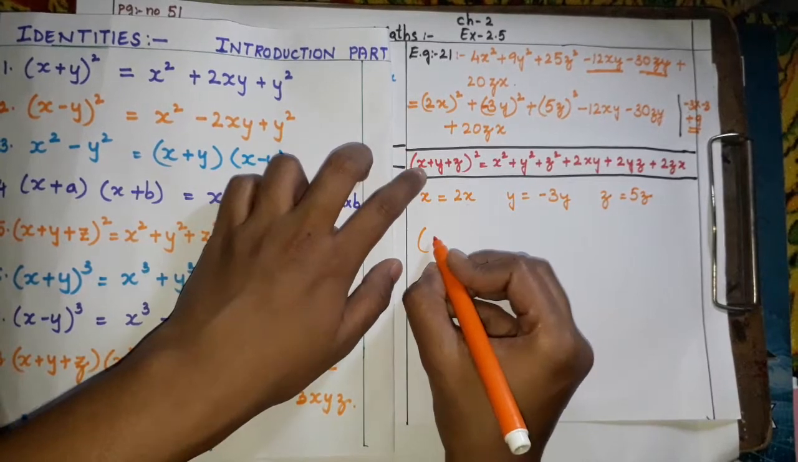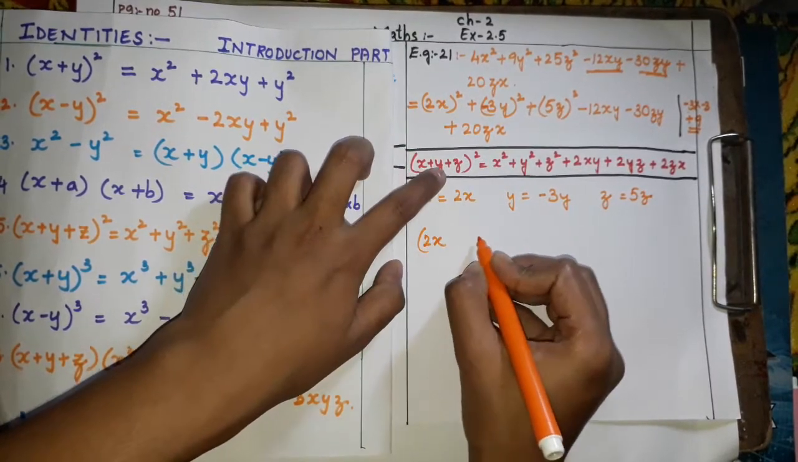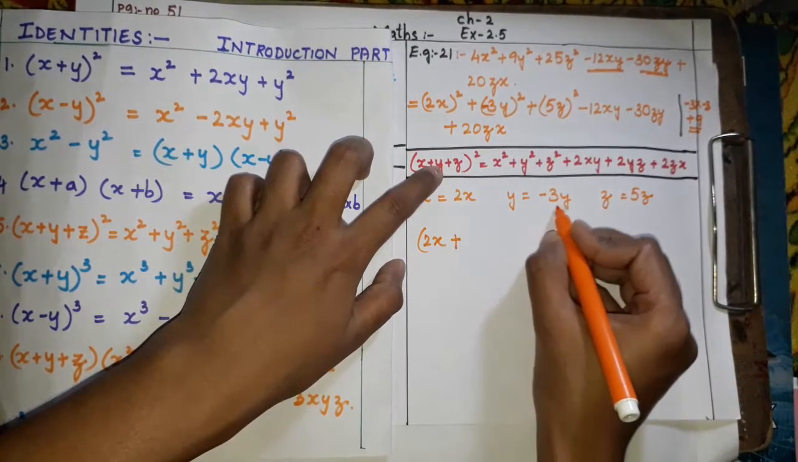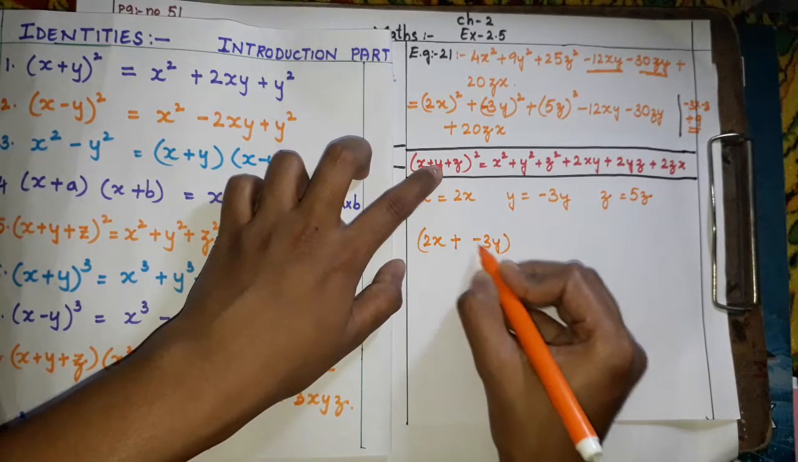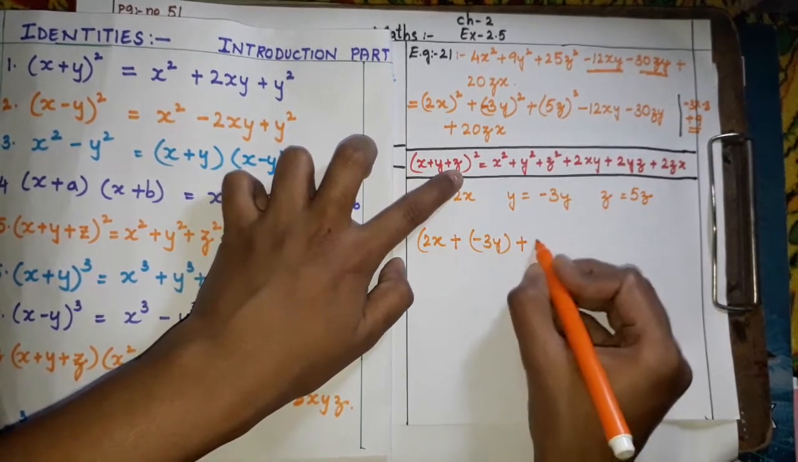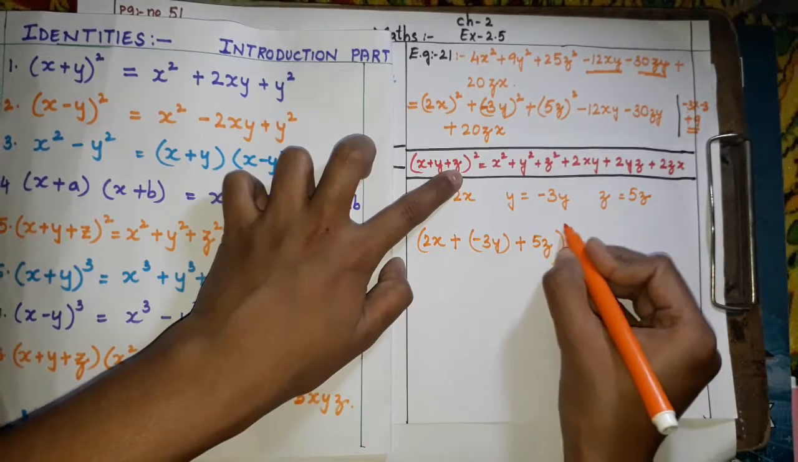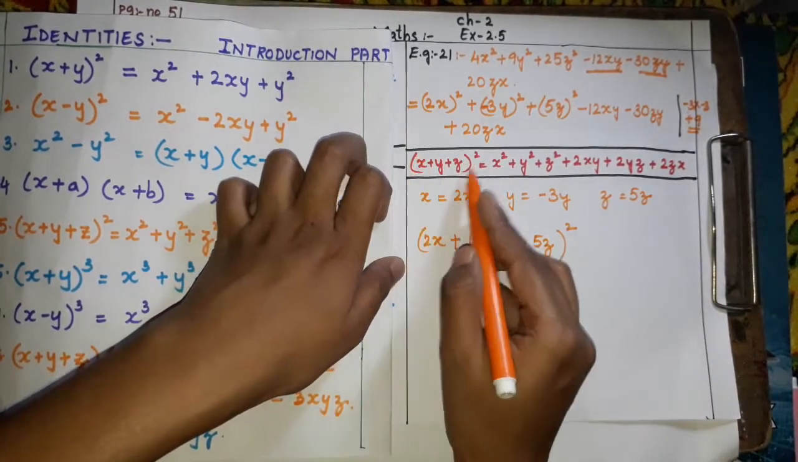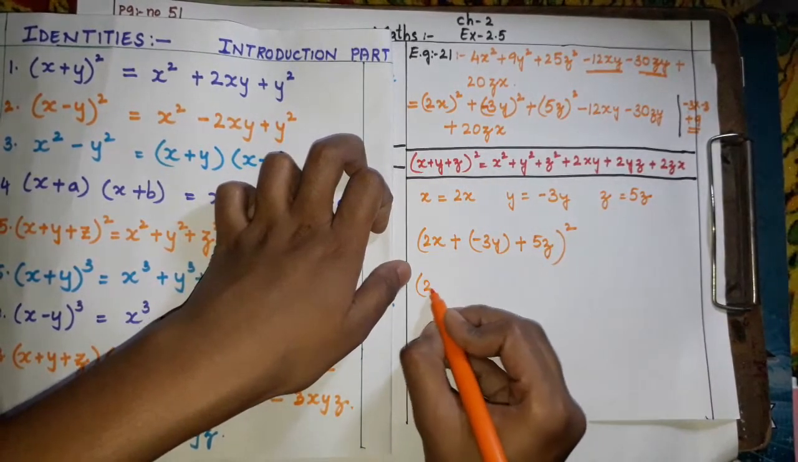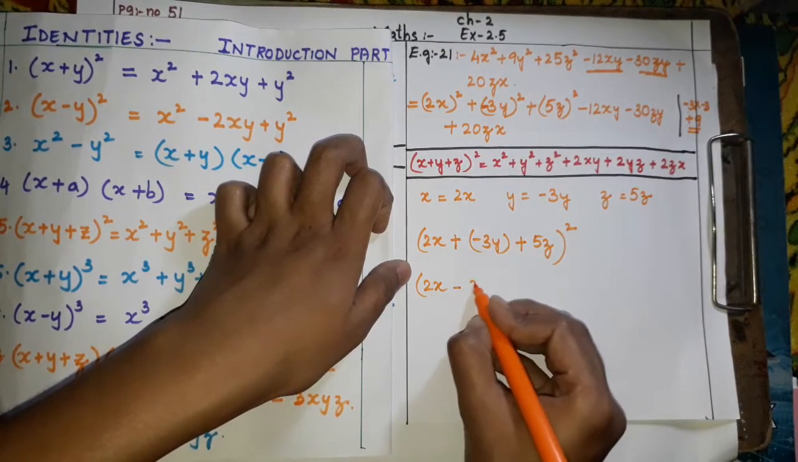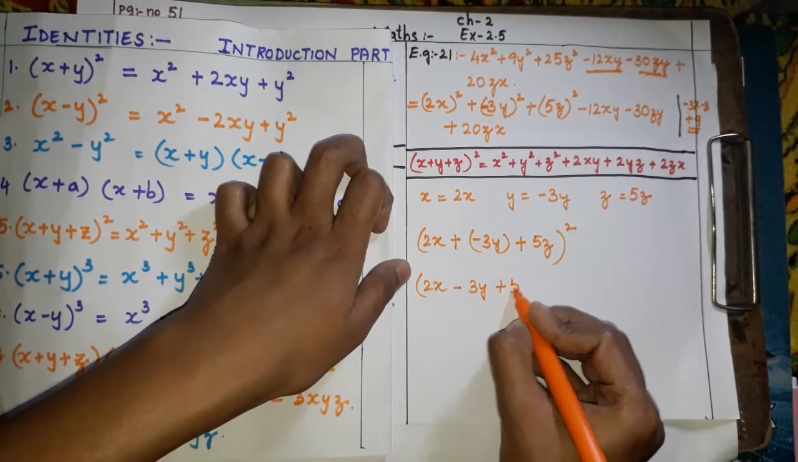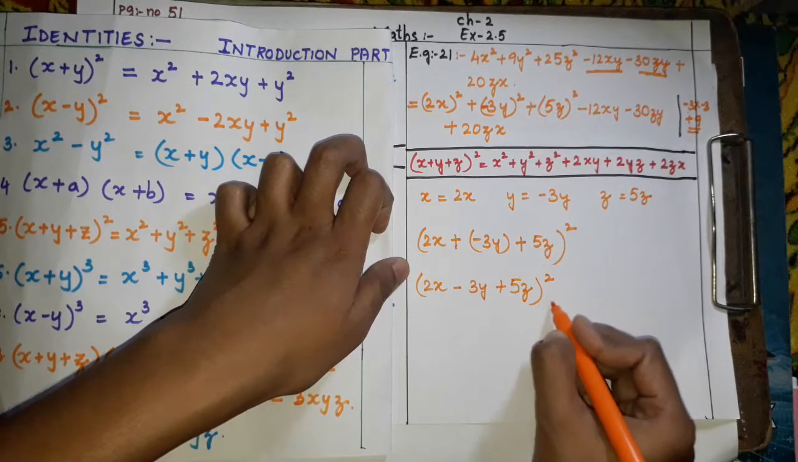Simple. So x is what? 2x. y is what? Plus y is minus 3y plus z is what? 5z whole square I am going to write, because here whole square is there. Now 2x plus into minus, minus 3y plus 5z whole square. That's it.